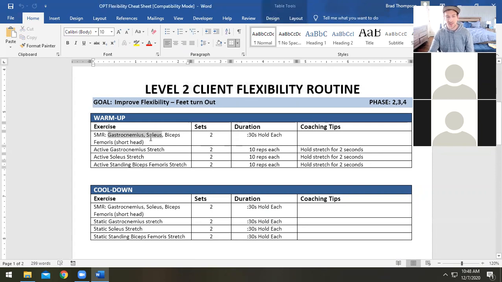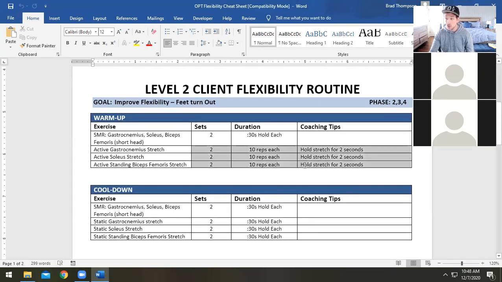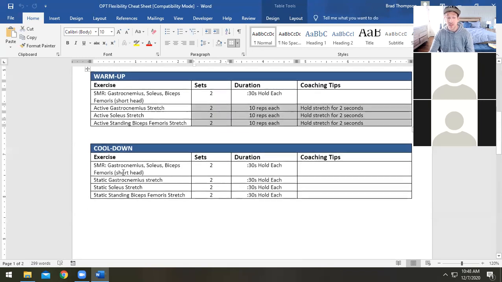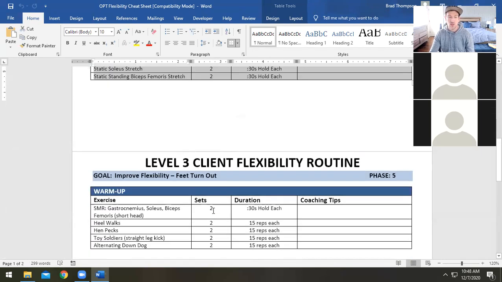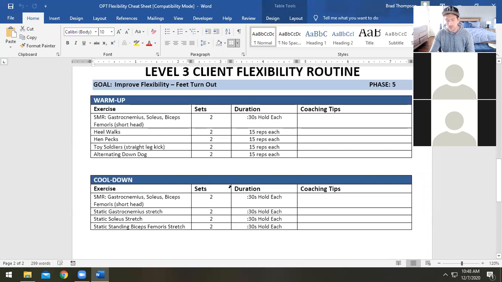They're going to get the calves, hamstrings, same foam rolling, but now they're getting an active calf stretch, an active soleus stretch, and active biceps femoris stretch. 2 sets, 10 reps each, hold each rep for 2 seconds. Then their cool down, workout's over. I do static stretches, right? I have no reason to care about turning their muscles off. The workout's done.